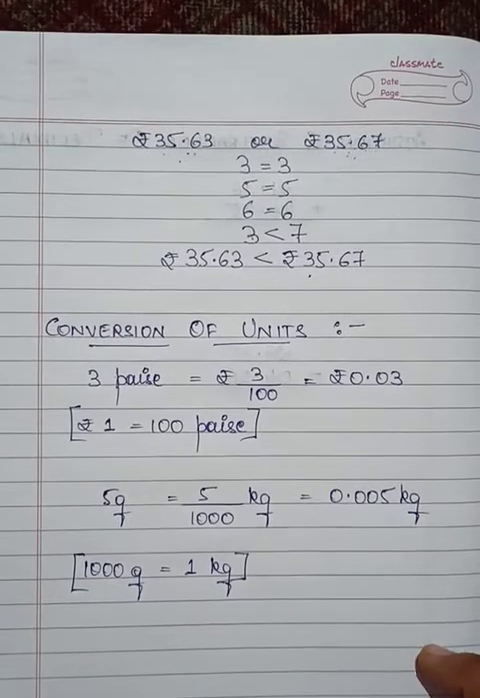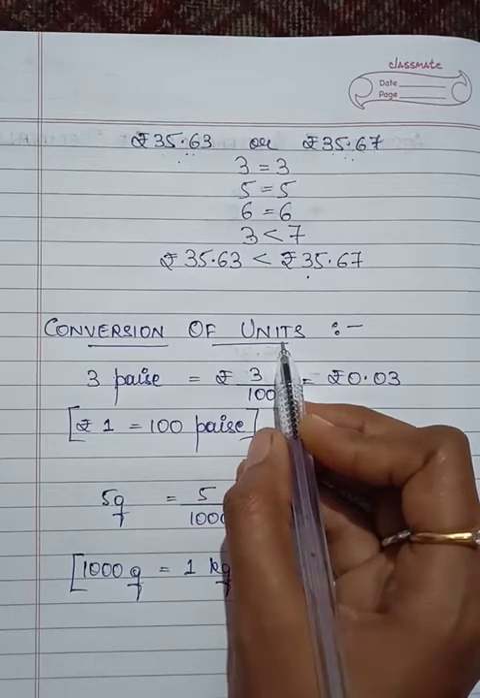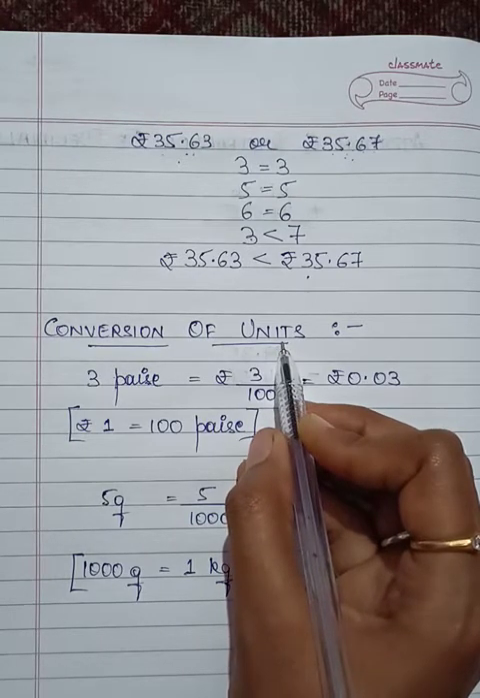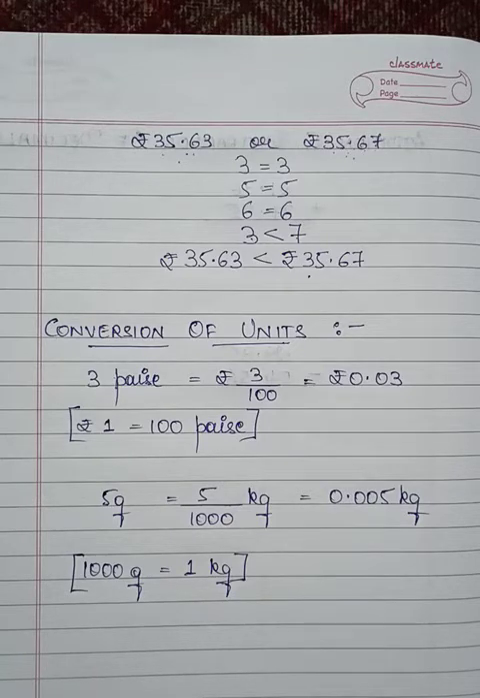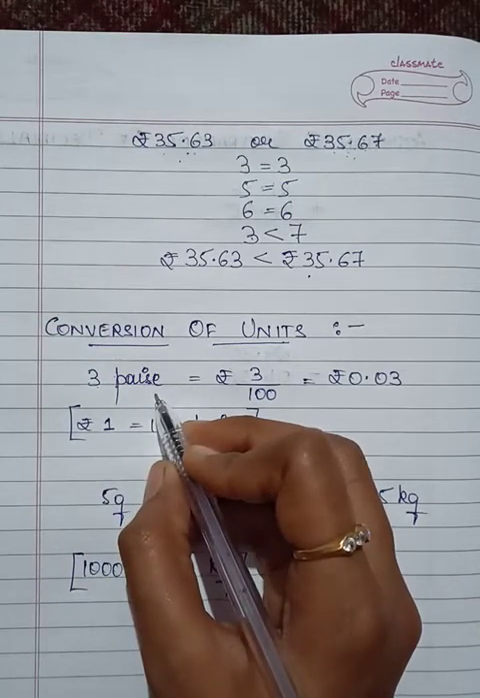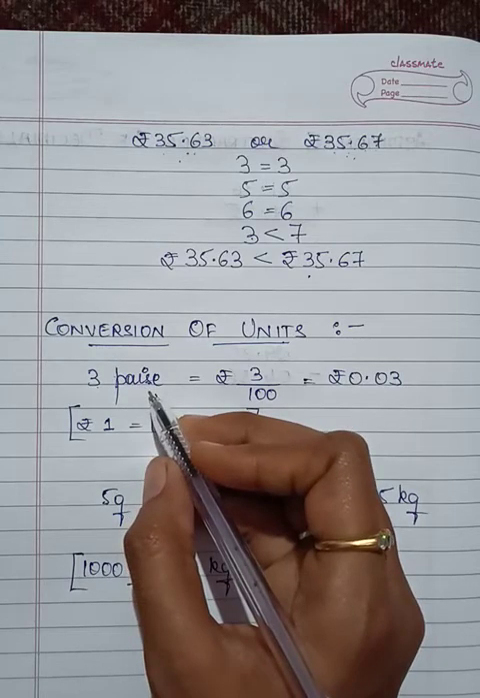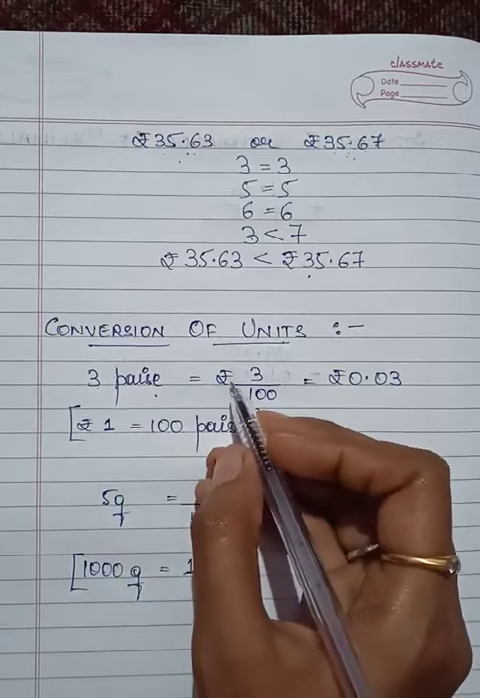The last topic for today's class is conversion of units. When we have to convert lower units of money, length and weight to their higher units, we are required to use decimals. So let us see how we can use them. 3 paise has to be converted into rupees. Paise being the lower unit, we need to convert it into rupees.